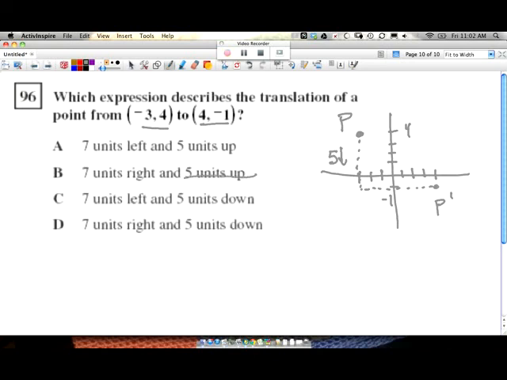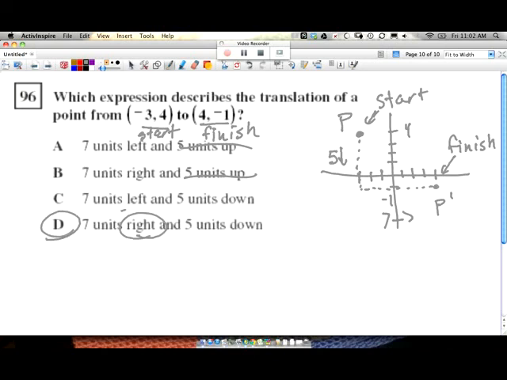So that automatically cuts out B and A because that said 5 units up. And then we go, well, it must be 7, but which way are we going? We're going 7 to the right. Because remember, it said from here start to here finish. So you got to interpret those numbers from here start to here finish. Okay, and so we're going 7 units to the right. D, not left. Okay, that's good, and that's all of them.